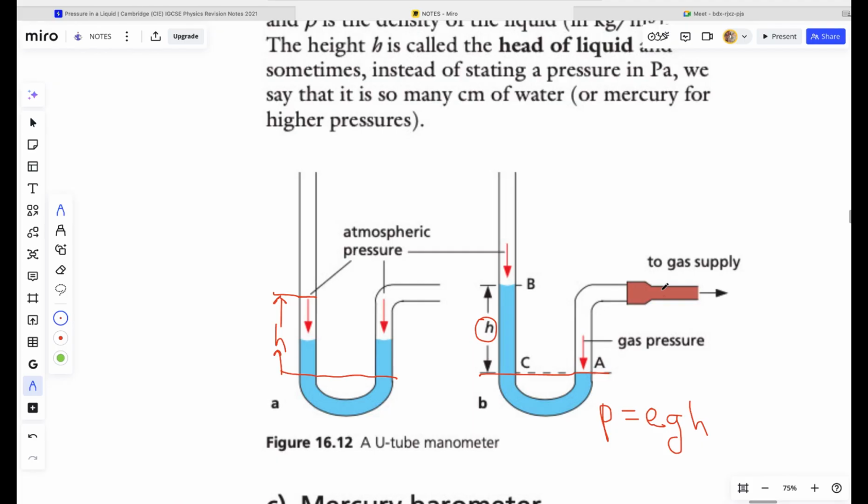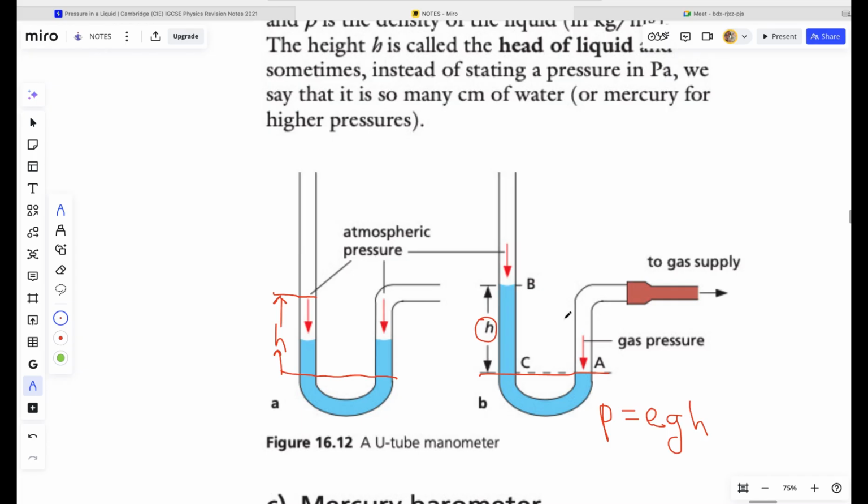Only the height, because this gas, we don't know the pressure it's exerting on the liquid. So to know the pressure is by how much the gas itself pushes the liquid, creating a depth between the two levels on the U-tube. So when that depth is created, which we call the height, it helps us to calculate the pressure of the gas.